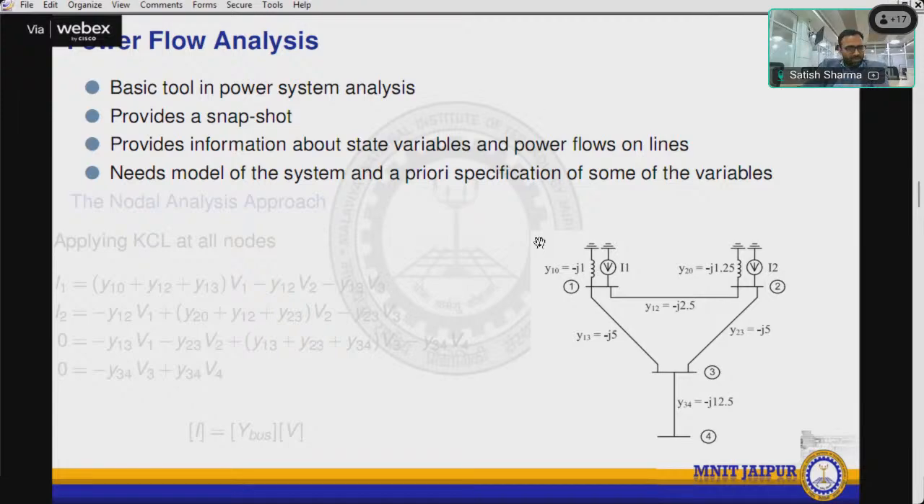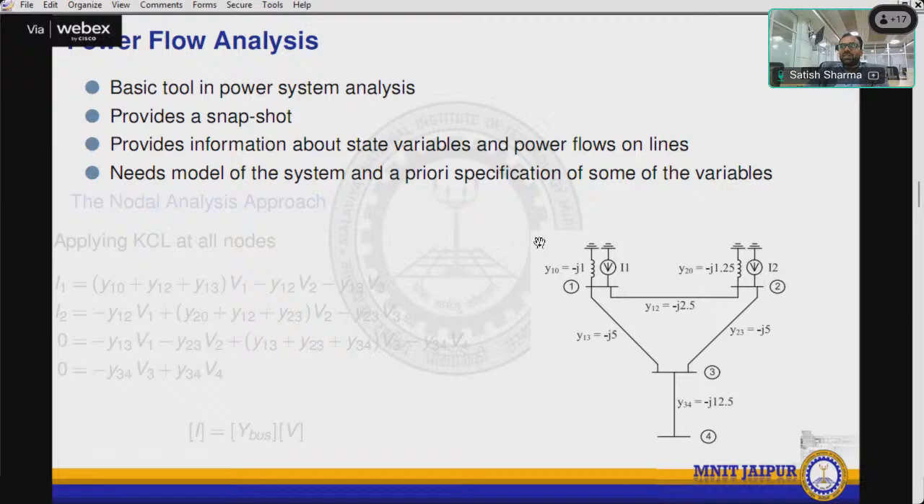Fundamental ACOPF, about your state and control variables. So just to go into that, I want to focus on the power flow analysis. So what is a power flow analysis? You can see on the slide that it's a basic tool in power systems to analyze the power flows. It provides information about state variables and the power flow on the lines. I will come to what the state variables are.